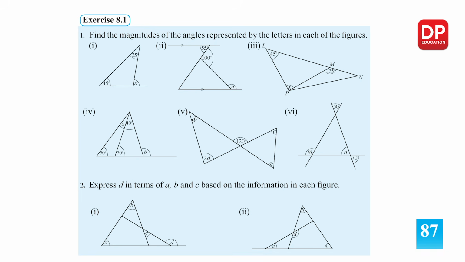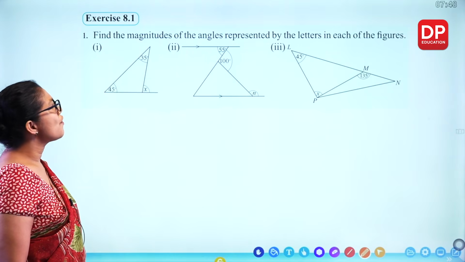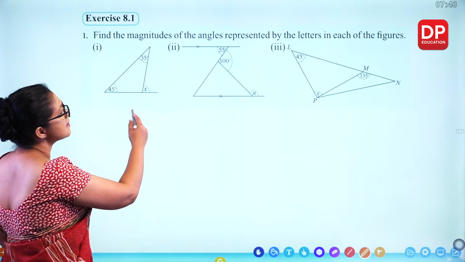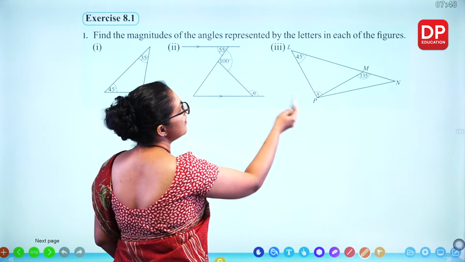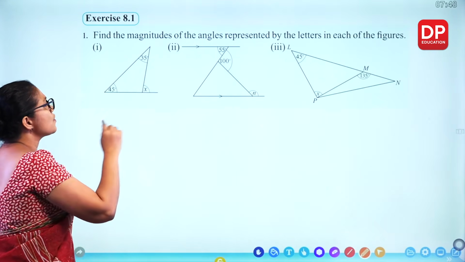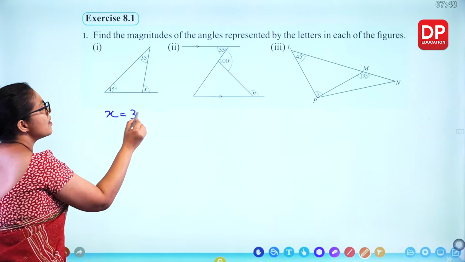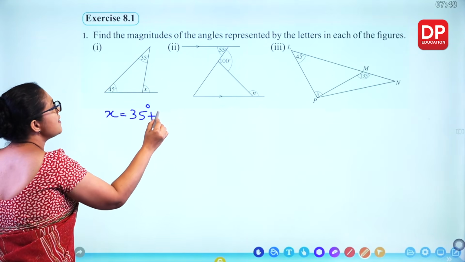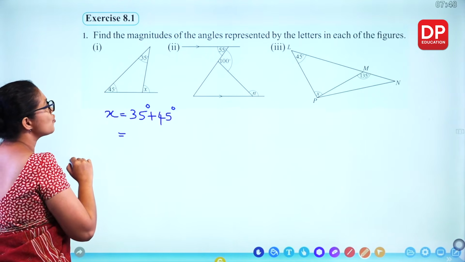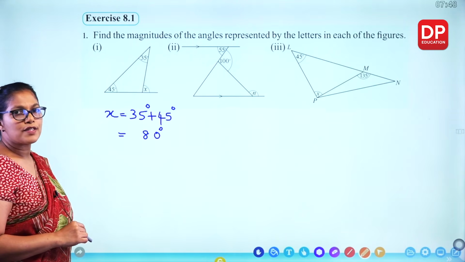Now we'll look at exercise 8.1 in your textbook. The question number 1 says find the magnitudes of the angles represented by letters in each of the figures. So here X, here N and X here. So we'll try to find out those angles. In the first one, straight away we see what's the X value? The sum of opposite interior angles is equal to the exterior angle. So here we can add these two together to find out X. You get 80 degrees for the first one.